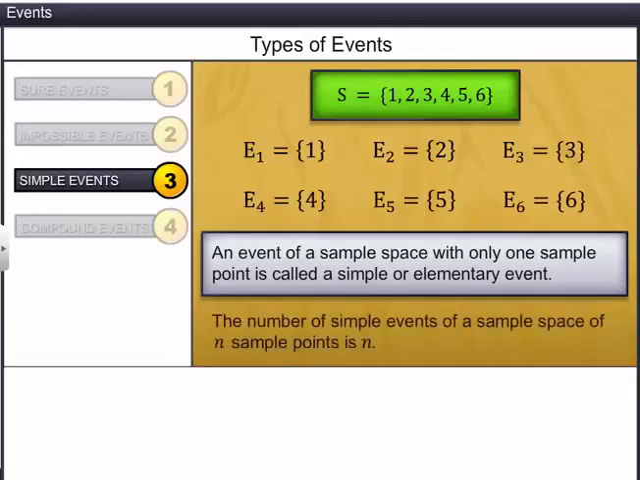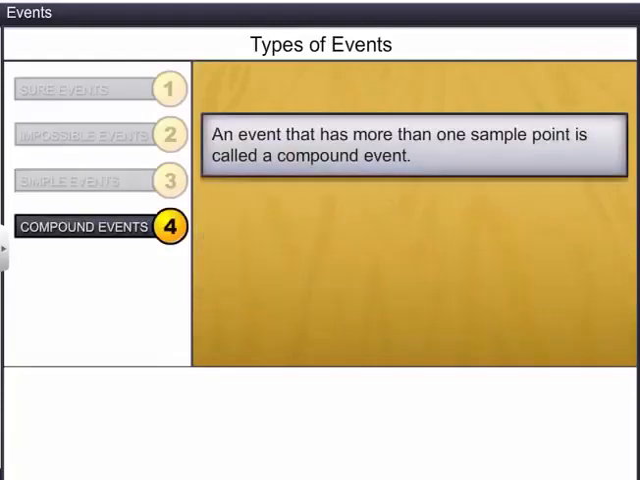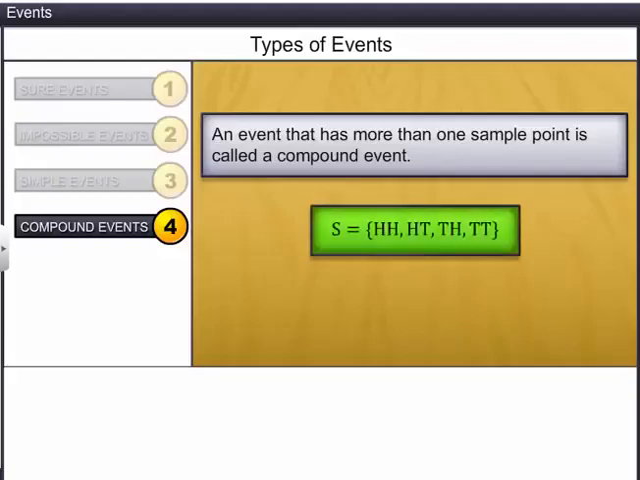An event that has more than one sample point is called a compound event. Let's consider the sample space of an experiment of tossing 2 coins. Events E1 and E2 associated with sample space S are shown. Both the events have more than one sample point. Therefore, the events are compound events.